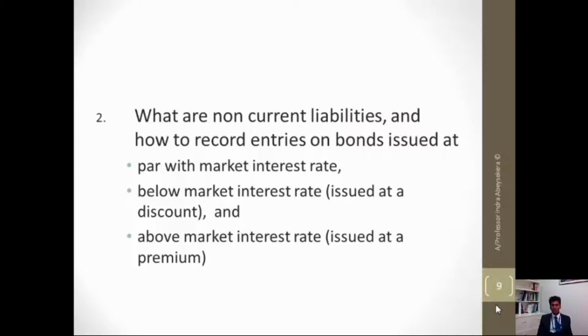When bonds are issued, they are issued with an interest rate. The company, the issuer, decides that interest rate. The first scenario is that the interest rate equals the market interest rate. The second scenario is the bond interest rate is below the market interest rate. And the third scenario is the bond interest rate is above the market interest rate.